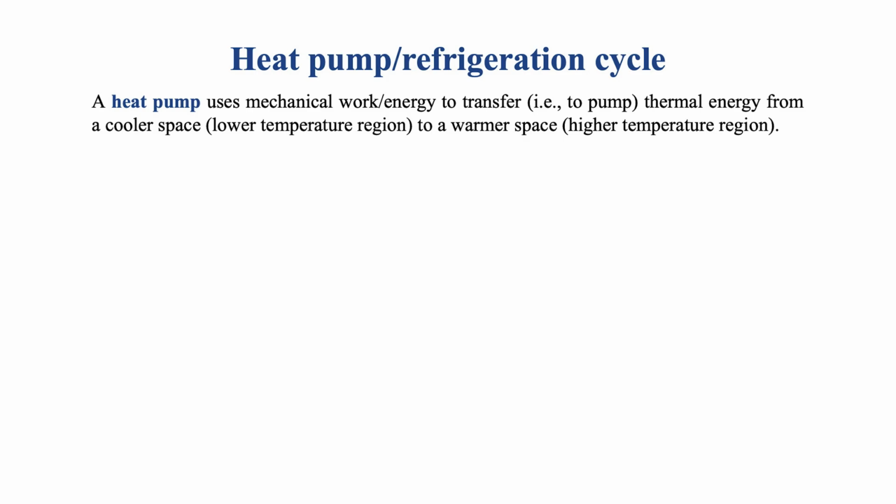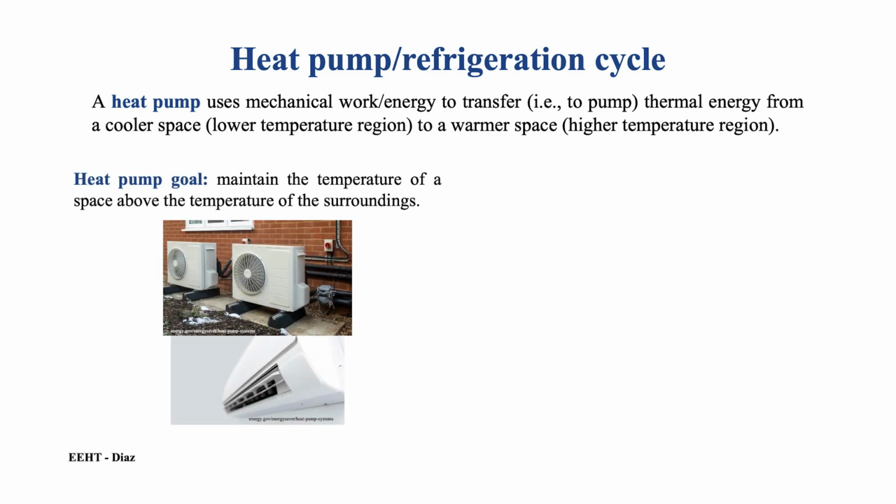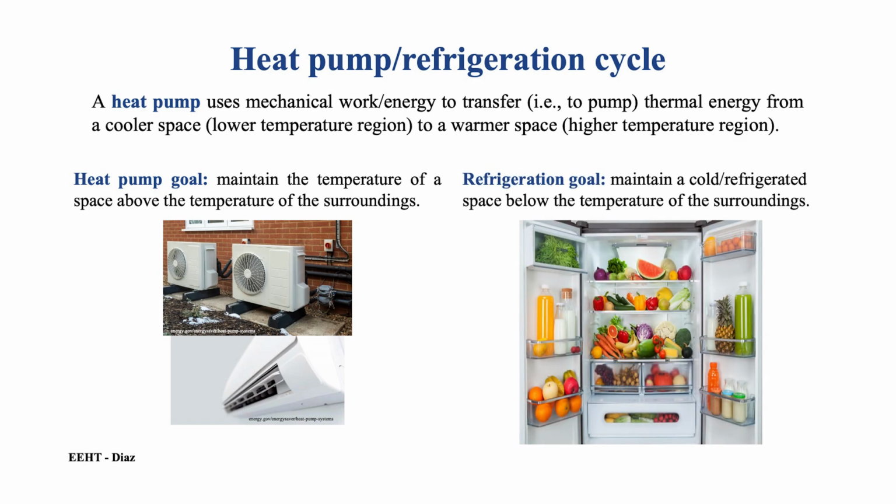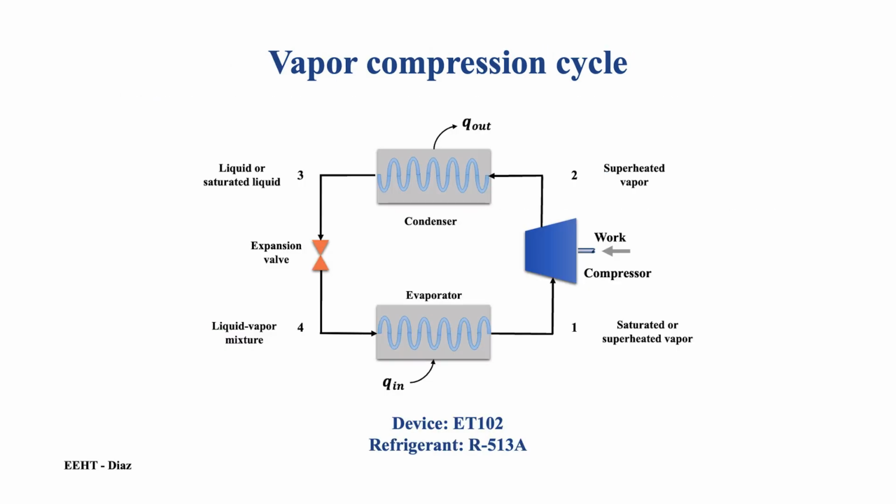Refrigerators and heat pumps are the same devices, but they have different objectives, and we have all seen them. A heat pump's goal is to maintain a space's temperature above the temperature of the surroundings, whereas a refrigerator's goal is to maintain a cold space below the temperature of the surroundings. The most common heat pump thermodynamic cycle is the vapor compression cycle. This activity aims to learn about the functionality of a heat pump using the device ET102.